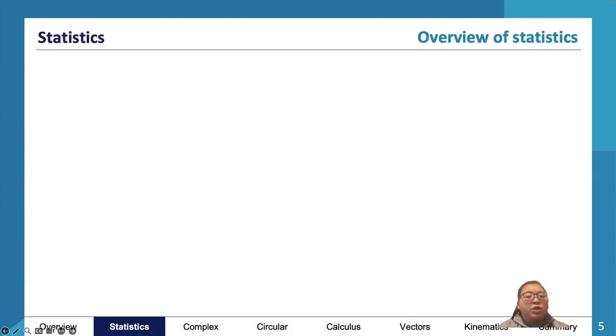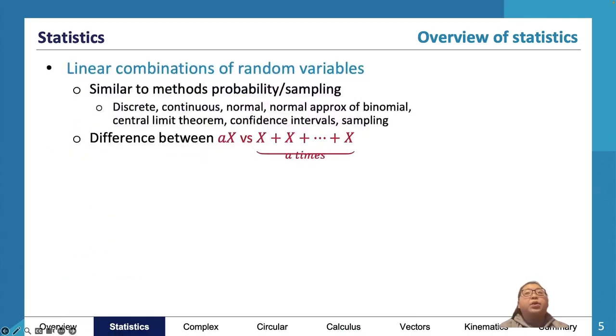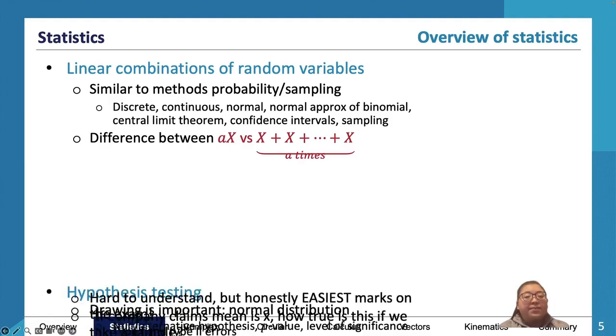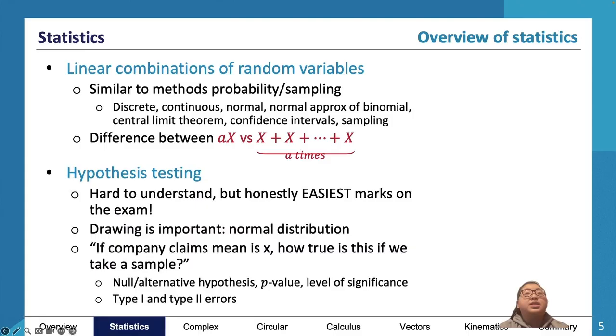Great, so let's just talk about statistics. What we'll be going through is linear combinations of random variables, a bit similar to methods, probability and sampling, but with a larger focus on the sampling side of things. We'll talk about what the difference between a of x and x a times is going to be. And then we'll talk about hypothesis testing.